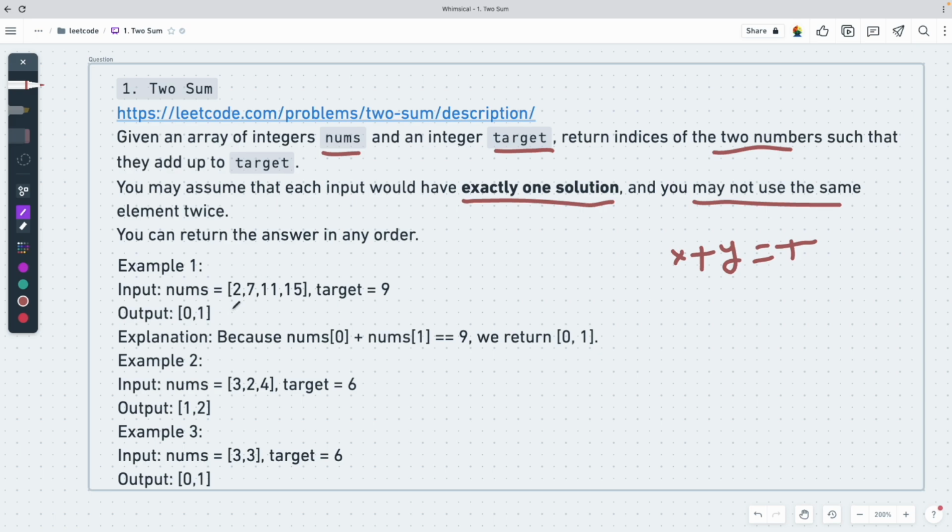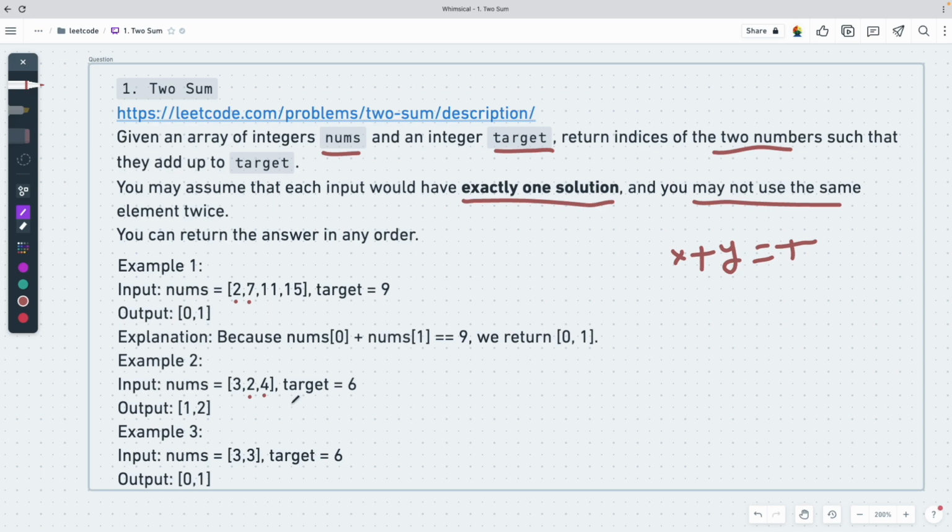So the first example is array 2, 7, 11 and 15 and the target is 9. The output is 0, 1, which is 2 plus 7. 2 plus 7 is 9, so that is the output. In the second example, array is 3, 2, 4 and target is 6. So 3 plus 3 is also 6, but since we can't repeat the numbers, that cannot be the solution. So the output is 1 and 2, which is 2 plus 4, which is 6.